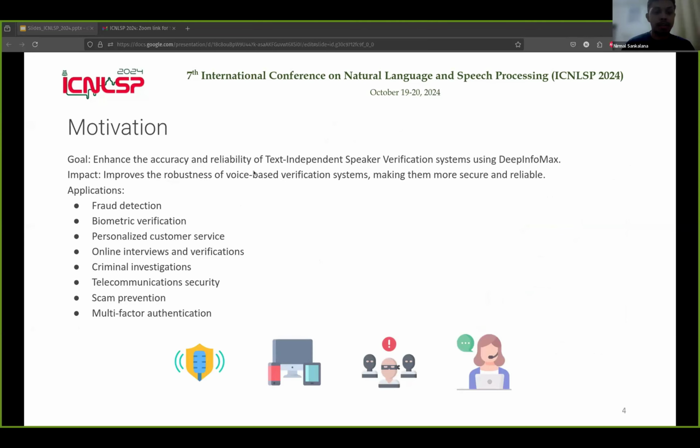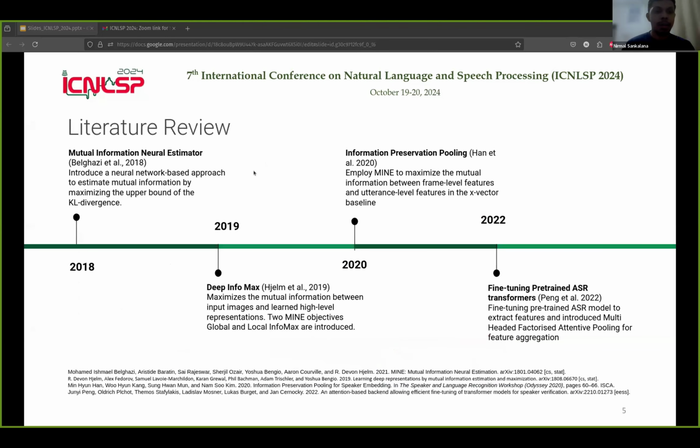As you can see, there are several real-world applications of text-independent speaker verification, including fraud detection, biometric verification, and so on. Let me briefly show key studies from our literature review which inspired us to develop our solution.